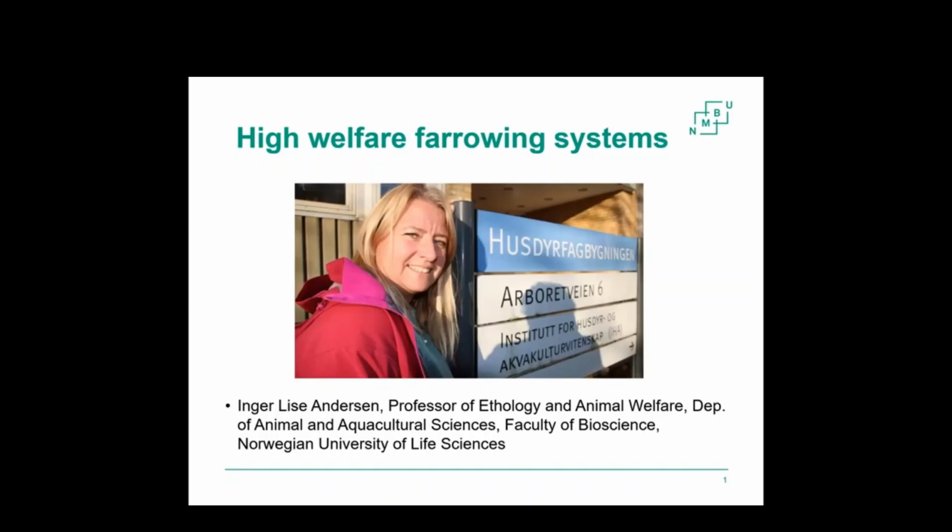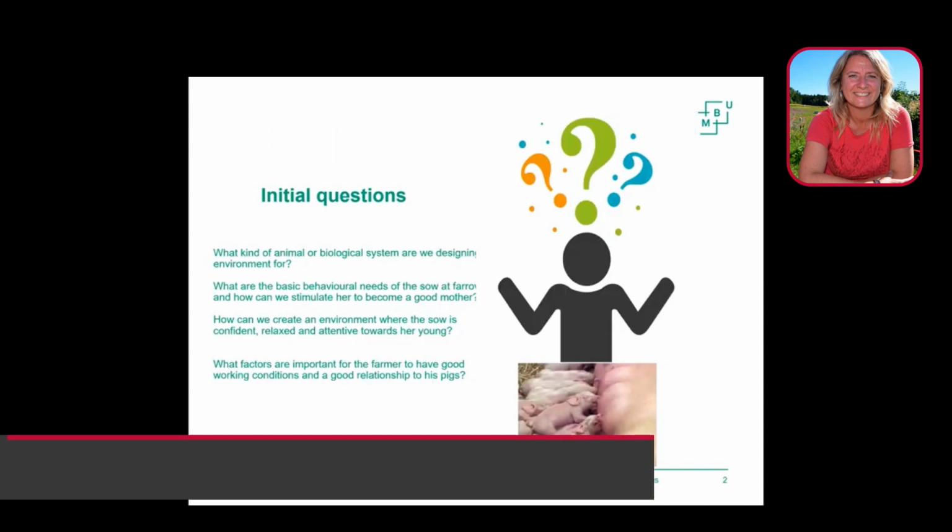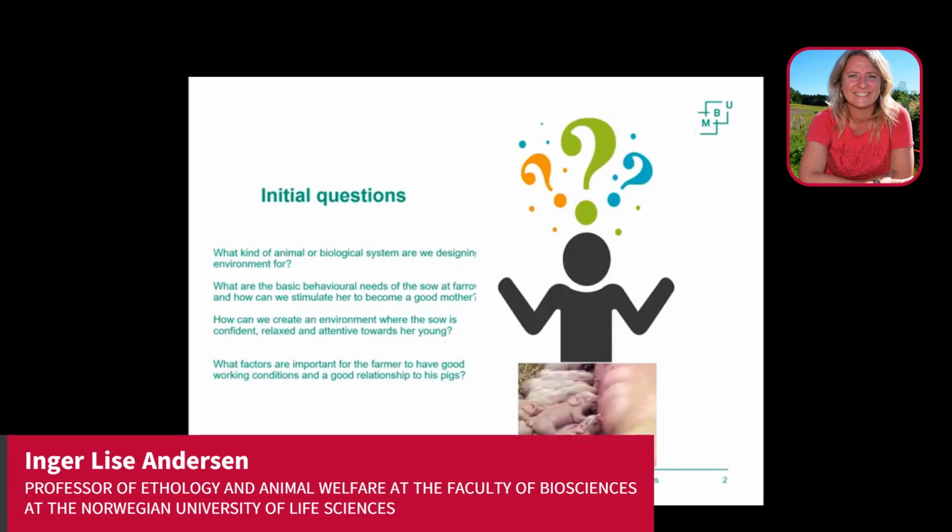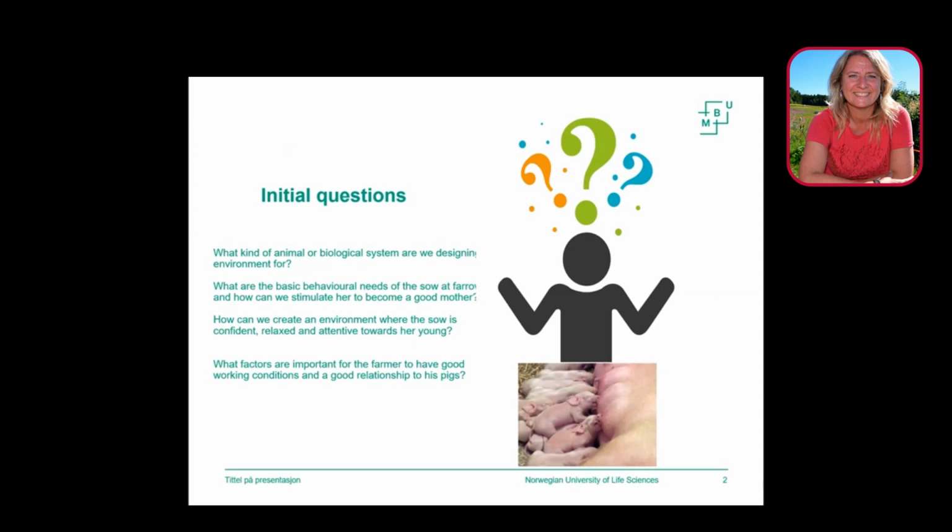If we want to design an optimized environment for the sow, I think we have to ask some initial questions. First of all, we need to know what kind of animal or biological system we are designing this environment for, and what are the basic behavioral needs of the sow at farrowing, and how can we stimulate her to become a good mother. Those are two of the first central questions we have to answer.